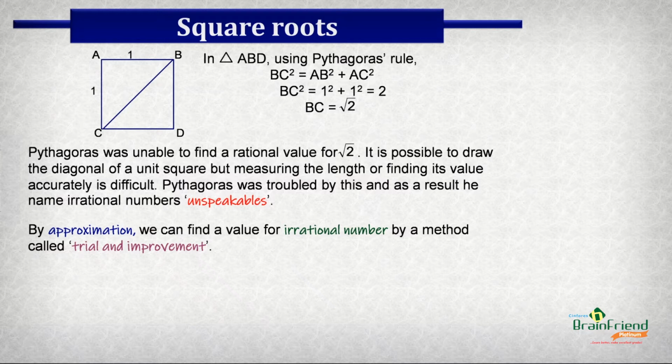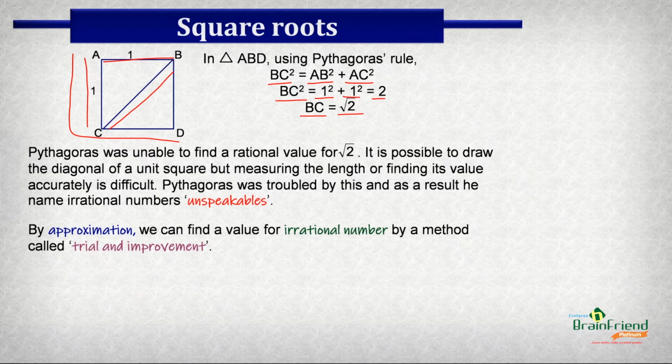According to Pythagoras, when we have a square labeled ABCD, the square of the diagonal BC is equivalent to the square of the side AB and the square of the side AC, that is this part. So, putting in the values of those sides, we have BC squared is equal to 1 squared plus 1 squared. And 1 squared plus 1 squared gives us 2. Therefore, the diagonal BC is equivalent to the square root of 2.